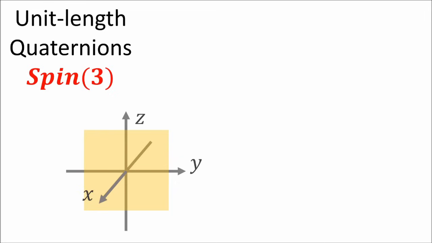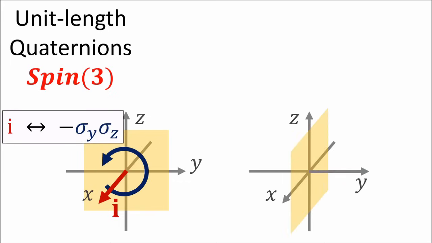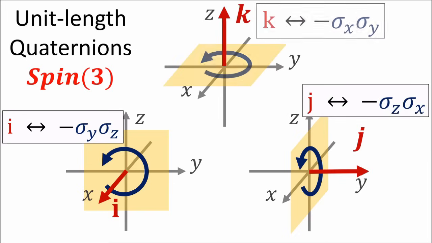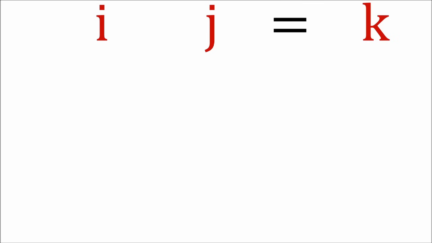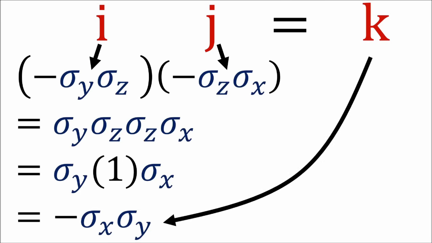The unit quaternions are also better represented as bivectors. Instead of rotating around axis i, we should think of rotating in the yz plane. And instead of axis j, we think of the zx plane. And instead of axis k, we think of the xy plane. The bivectors also multiply together to give us the standard quaternion multiplication rules, because of the anti-commutative property.